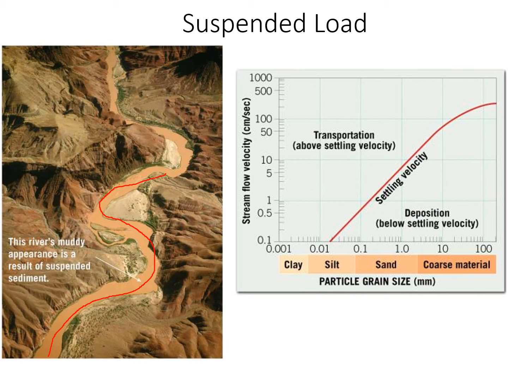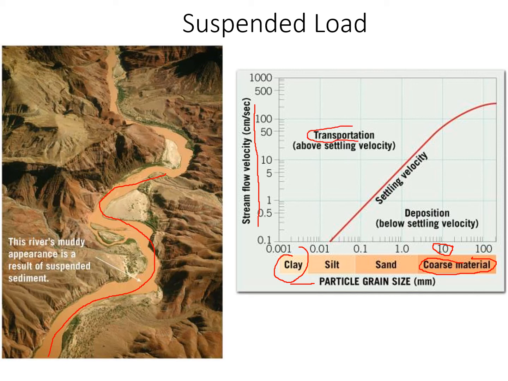And over here we have on the y-axis stream flow velocity in centimeters per second. And here we have particle grain size. So the smallest stuff, clay, and the largest material, pebbles, anything that has a diameter greater than like 10 millimeters. Okay, and then this line here is the settling velocity. So if any size particle is above this red line, it remains in transportation mode.